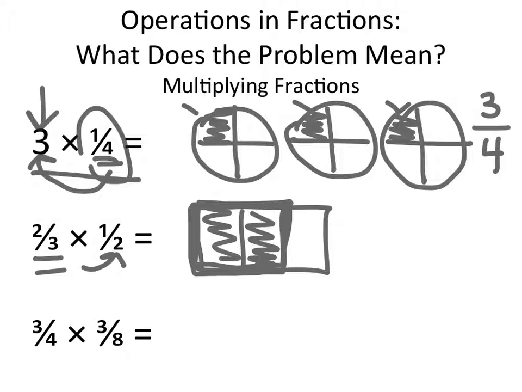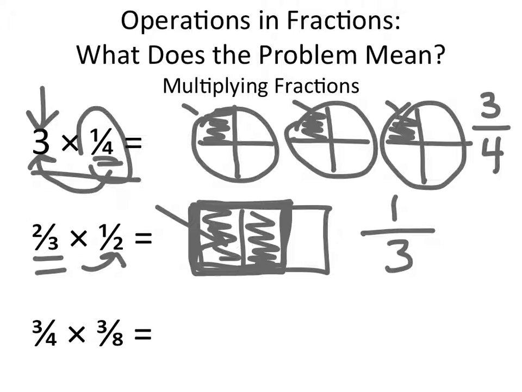They could see that a half would be one of those 2 pieces. So my answer would be 1 piece out of 3 pieces that it would take to make the whole. So 1/2 of 2/3 is 1/3. And that's really quite logical when students look at the picture.